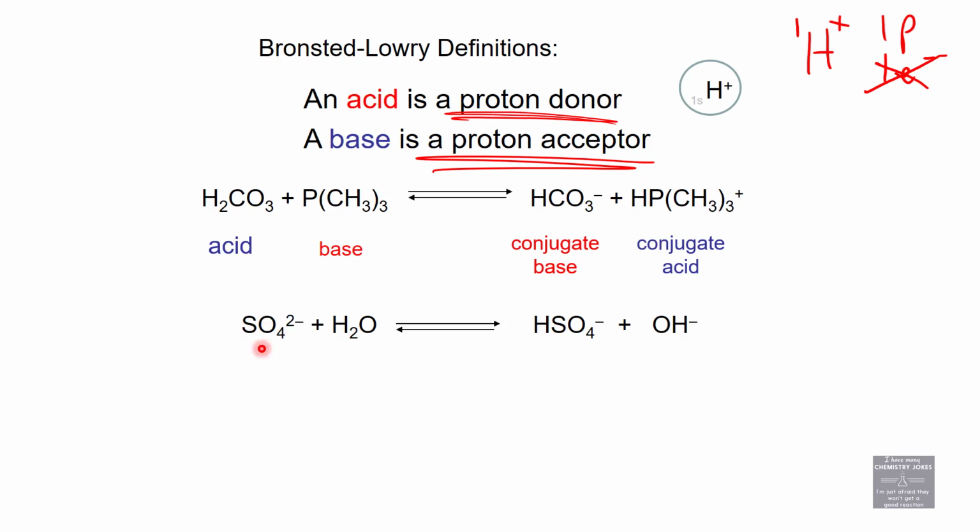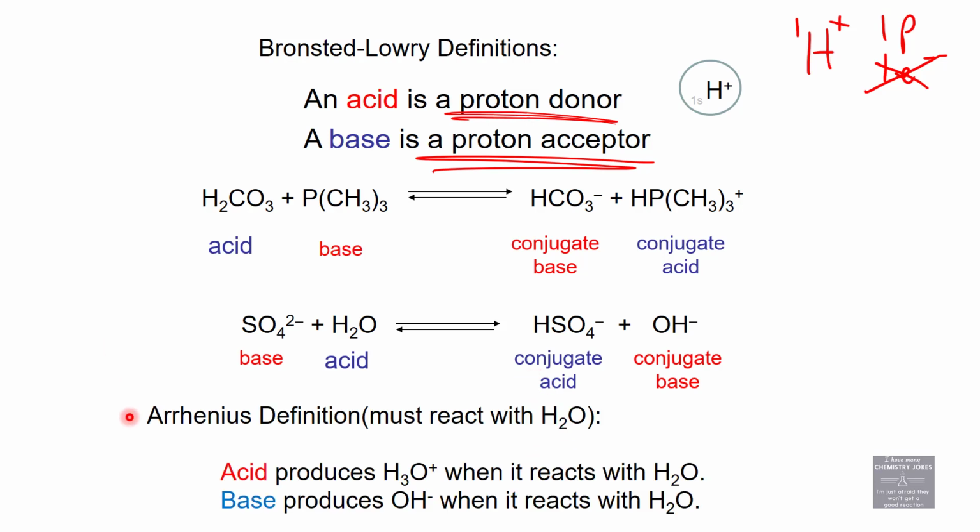All right, this has no H's, so it can't be a Bronsted acid. So it must mean this guy is my acid, which means this one is my base. This is my conjugate base because it's after the acid has lost its H. And this is my conjugate acid because it's after the base has accepted a proton.